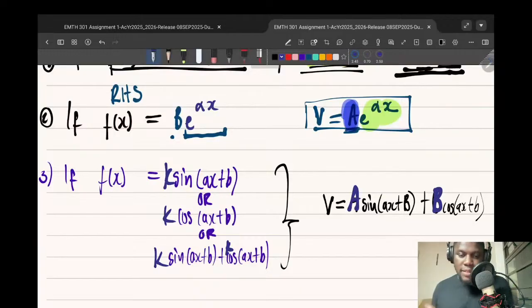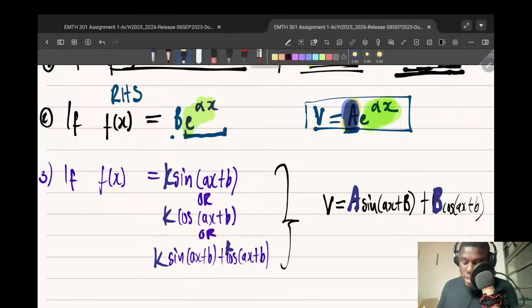So let's talk about it in simple terms so that we all remember. If you get an exponential, bring back the exponential. We brought it back. But when you bring it back, put a constant which you are going to have to look for. In here, we're putting a constant which is called a. So when you bring it back, put a constant which you're going to look for.